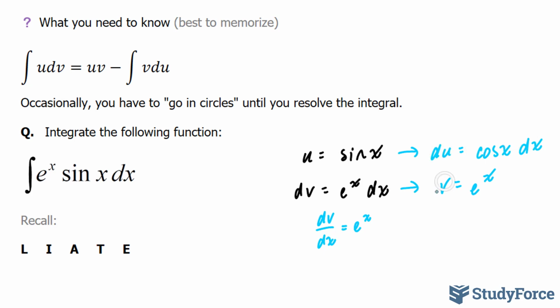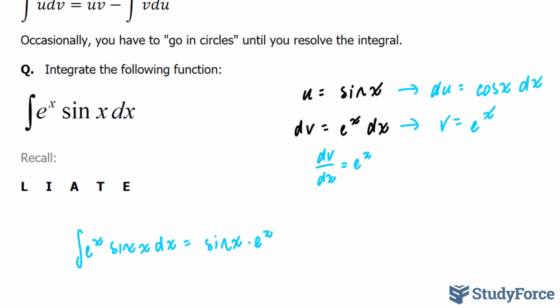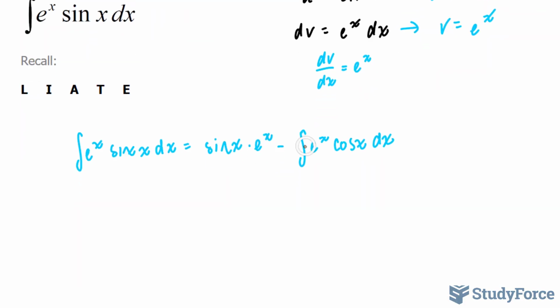Now that we found two very important pieces of information, I'm going to rewrite my function and then use this template. So let's go ahead and do that. The integral of e to the power of x sine x dx is equal to u, which is sine x, times e to the power of x, which represents our v. Now remember, we are following this, minus the integral of v, which is e to the power of x, du, which is cosine x dx. Now unfortunately, we are left with another function that will require integration by parts.